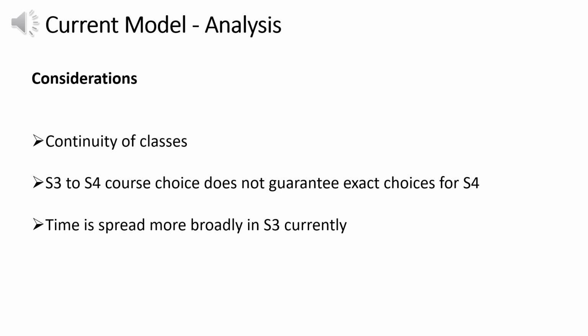The S3 into S4 course choice does not guarantee the exact choices for S4. So again, as there is a course choice point between S3 and S4, young people are not necessarily guaranteed the 5 subjects that they wish to select in addition to English and Maths. And sometimes a young person has to take a subject that actually they wish to drop. And thirdly, because we currently have 8 subjects in S3, the time for those subjects has to be spread more broadly to make sure all subjects have time to complete their coursework.